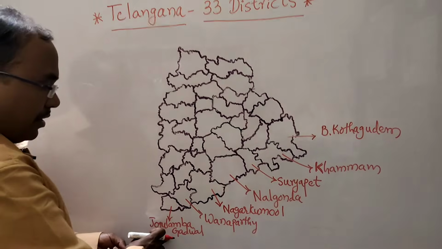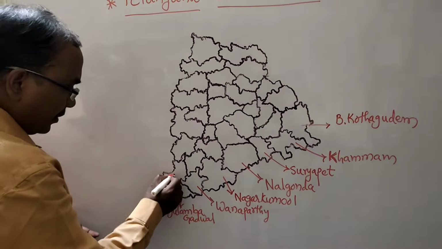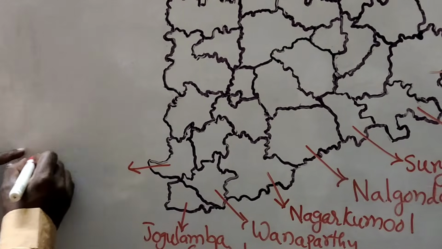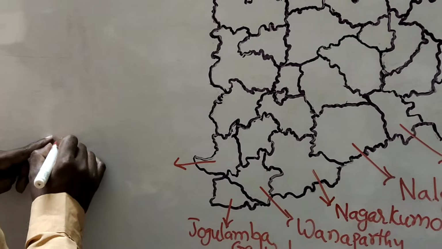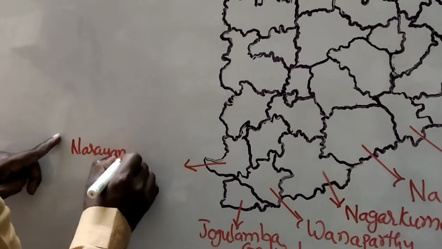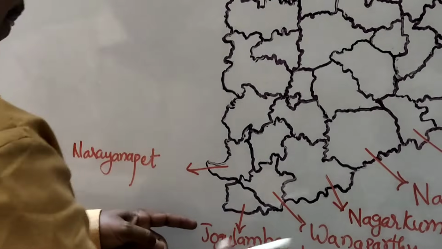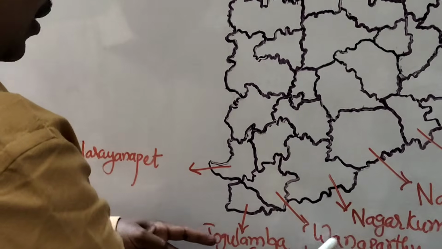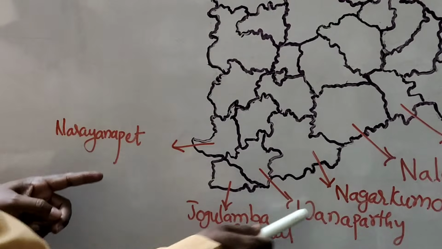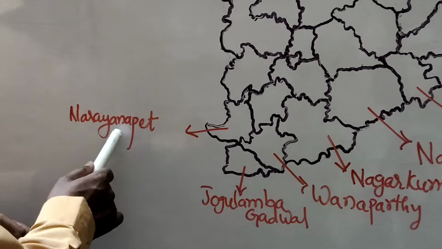This comes after Vanaparthi. Next, this is one of the new districts. It is Narayanpet. Nagar Karnool, Vanaparthi, Jogulamba Gadwal, Narayanpet.